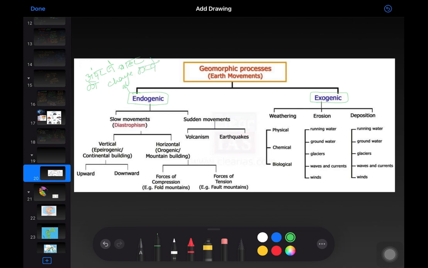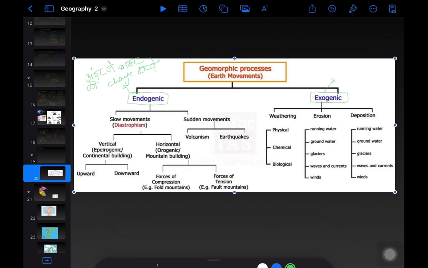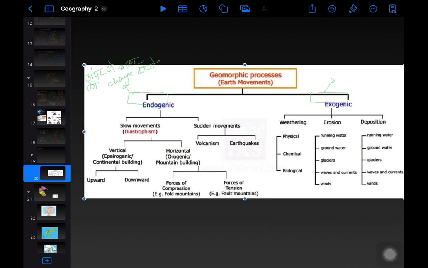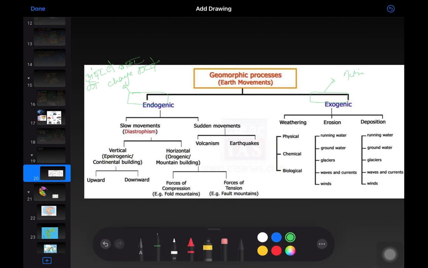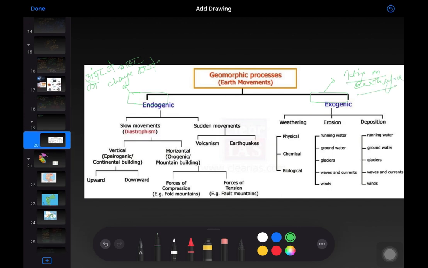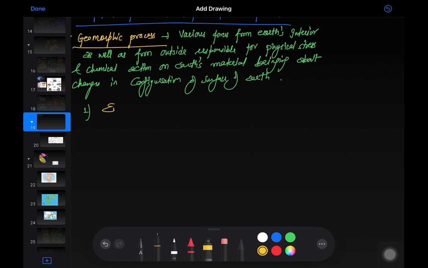ये सारी एंडोजेनिक प्रोसेस ठीक है, और एक्सोजेनिक प्रोसेसेस are processes acting on earth's surface, it is from above the earth. These are exogenic processes. So first geomorphic process, endogenic force.